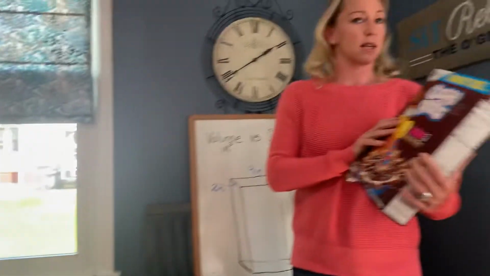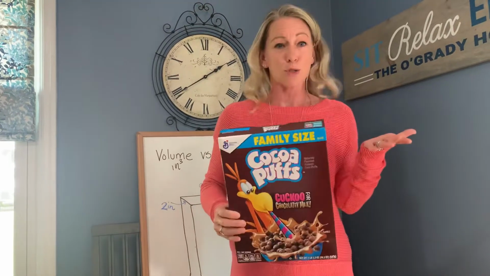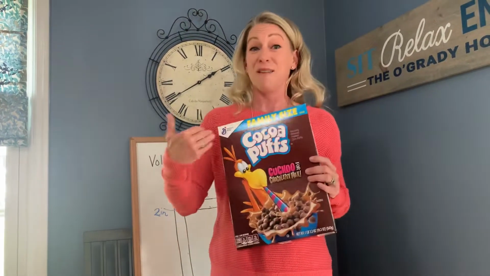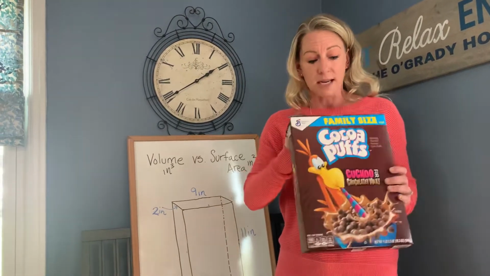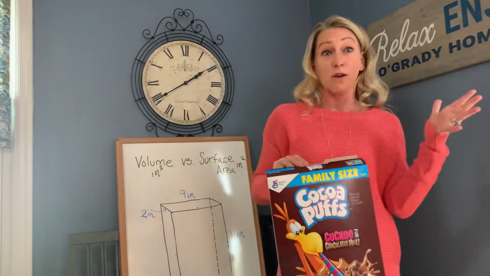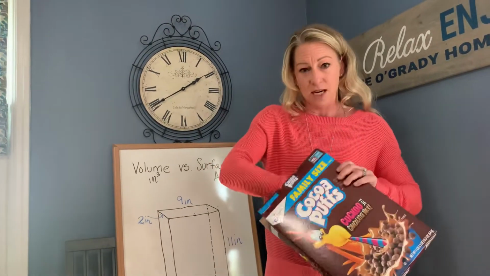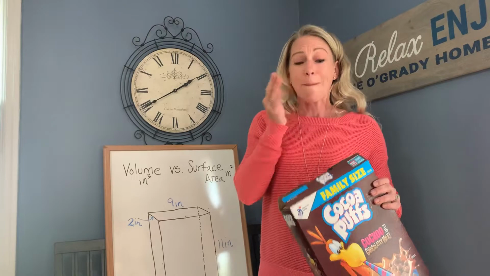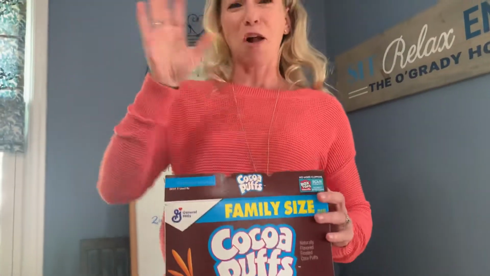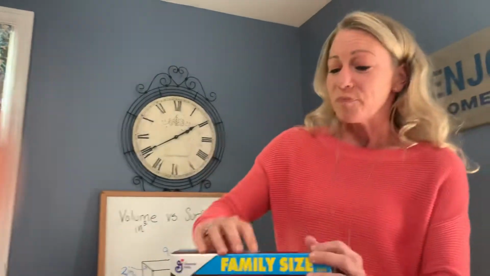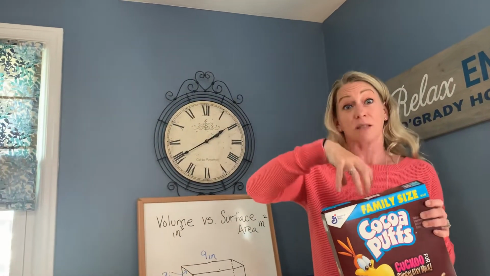Well, everybody's seen a box of cereal, right? Maybe you have Cocoa Puffs or Cinnamon Toast Crunch or whatever your favorite is. My favorite is Cinnamon Toast Crunch. But today we're going to talk about the difference between volume and surface area. So if I look inside, I've got some Cocoa Puffs in here. Oh, they're actually stale, but that's neither here nor there. We're going to talk about how much cereal can actually fill this box.